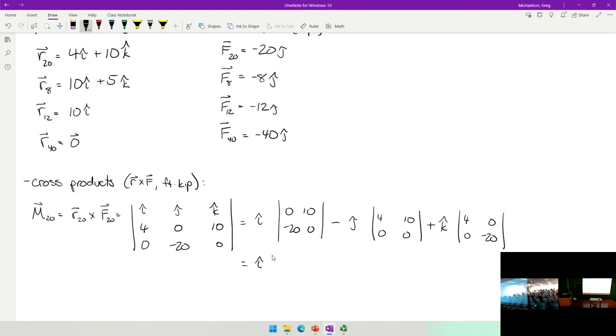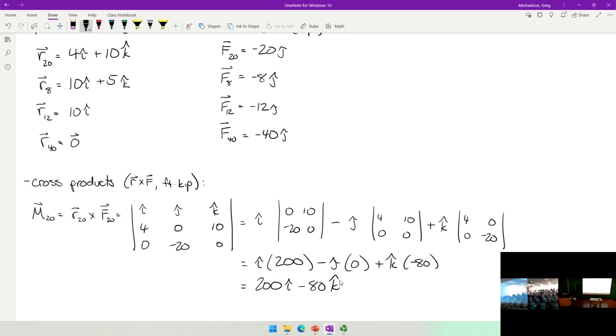So inside the I vector, 0 minus negative 200, so that's going to be 200. Minus J, that one's going to be 0, plus K negative 80. So 200I minus 80K. Did I do that right? I think I did. So that's that one, and now we just continue on for the others, okay?